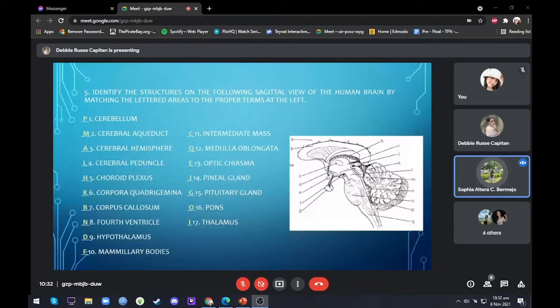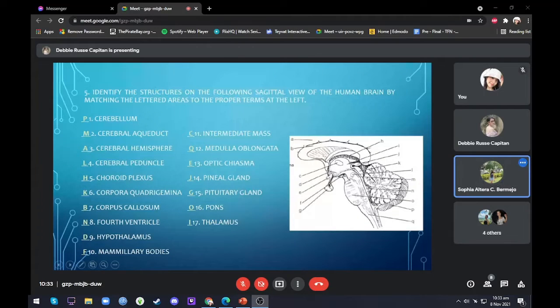Number five, identify the structures on the following sagittal view of the human brain by matching the lettered areas to the proper terms at the left. So number one, as you can see on your screen, this one is the cerebellum, or letter P. This one is the cerebral aqueduct. Number three is cerebral hemisphere, letter A.